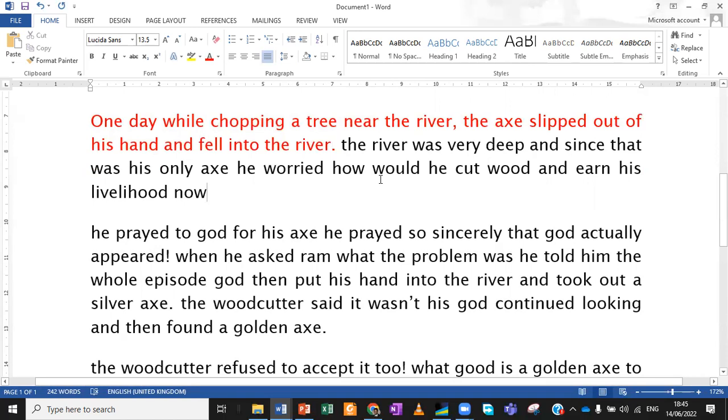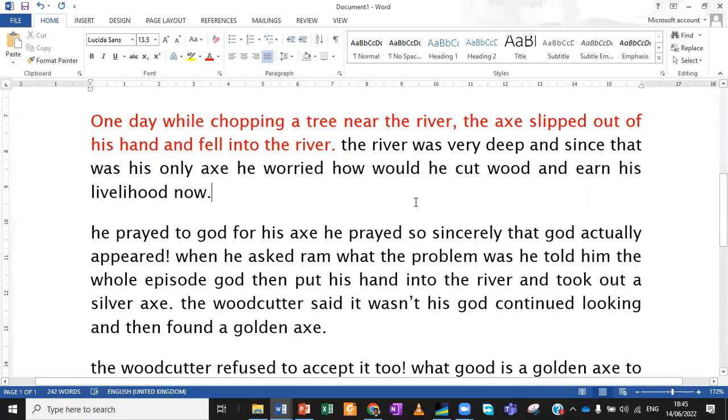The river was very deep, and since that was his only axe, he worried how he would cut wood and earn his livelihood now. So now, let's start. What should I do here? So this is the full stop. Where should I put it? Okay, here. Good.